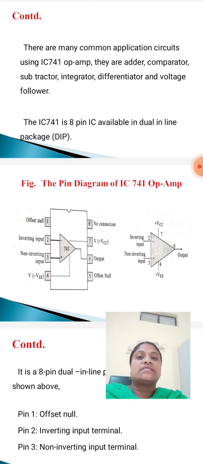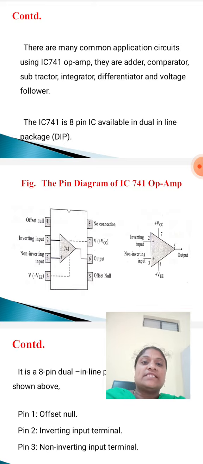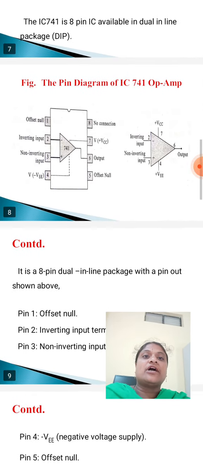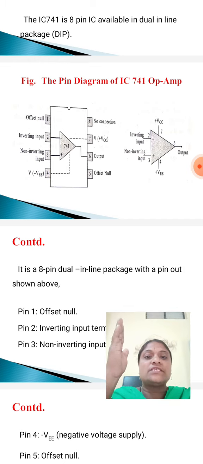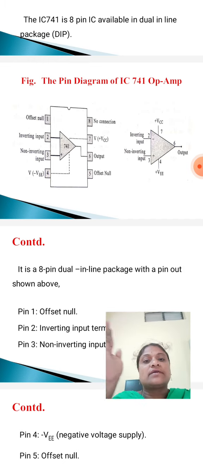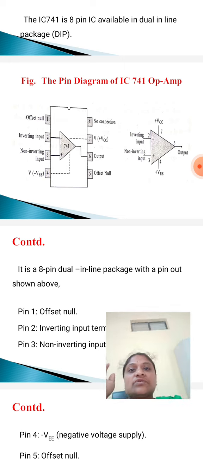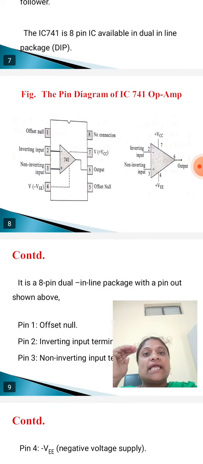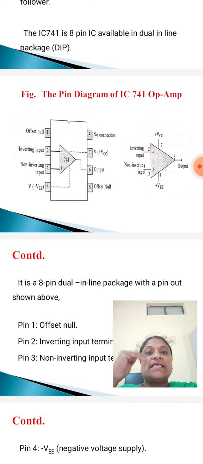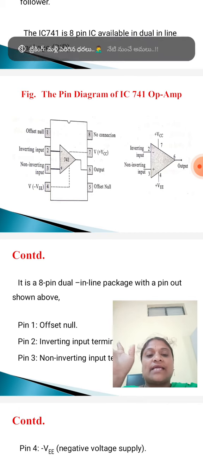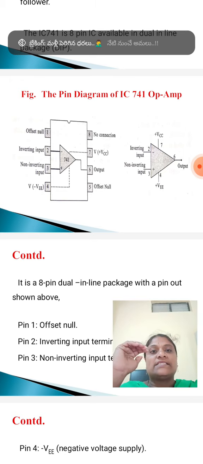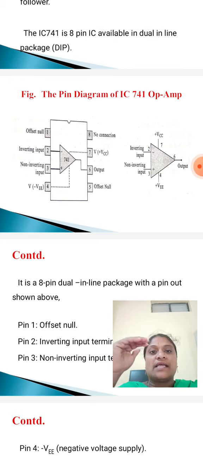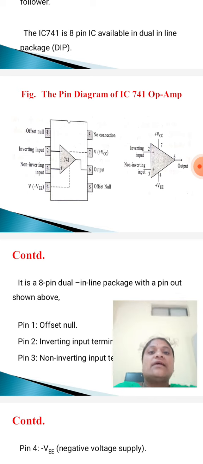Next, the IC 741 is an 8-pin IC available in dual inline package. Dual inline means connections are made on both sides. So the IC 741 is an 8-pin IC available in dual inline package, DIP, which means dual inline package.